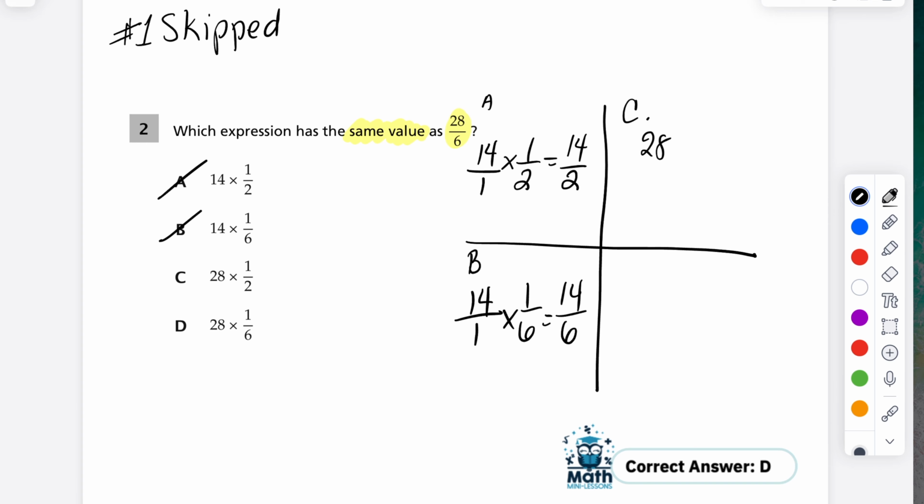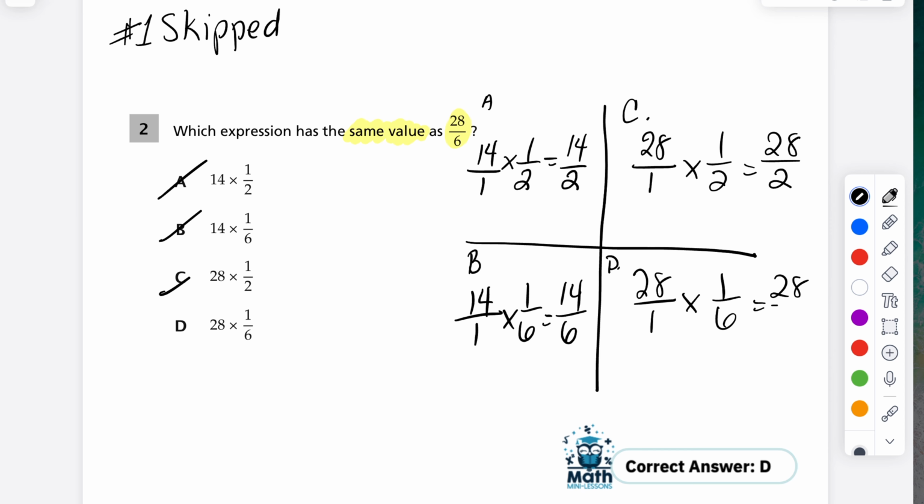C. 28 over 1 times 1/2. I get 28 over 2. Same numerator, but not the denominator, so I can eliminate. And here's our answer for D. 28 over 1 times 1/6 is 28 over 6, which is the correct answer.